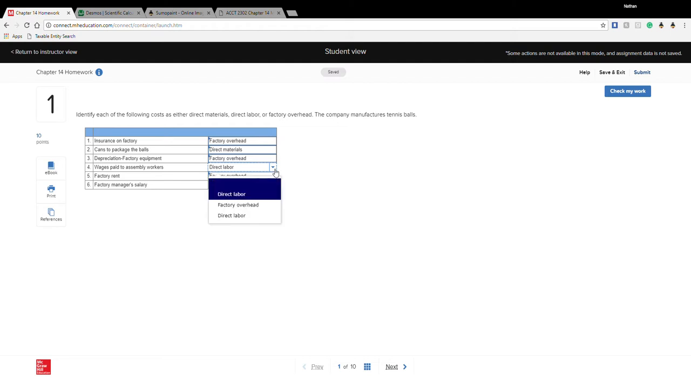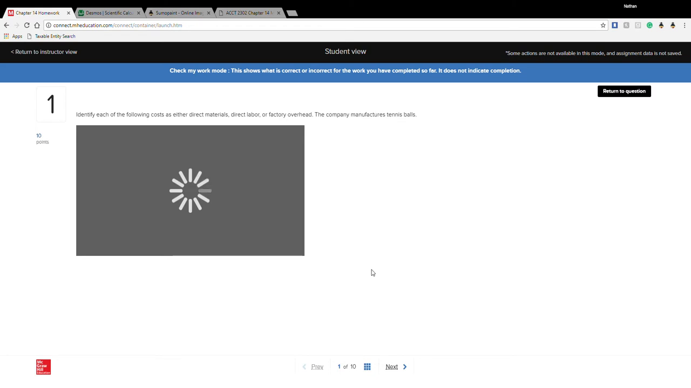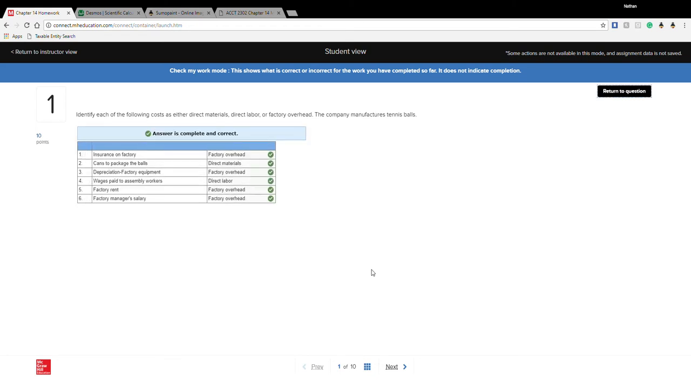And boom. Again, look how Connect gives you a 50-50 shot. So if somehow it says one's wrong, pick the other version of it, and you should be just fine. So again, check my work. Answer is completely correct. We are able to move on. So moving on to the next question.